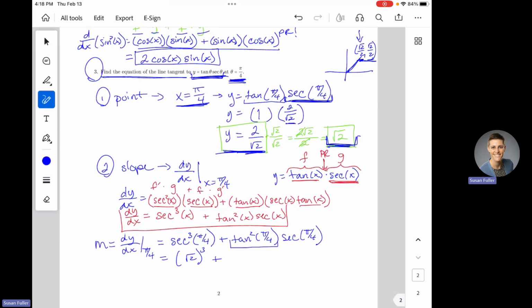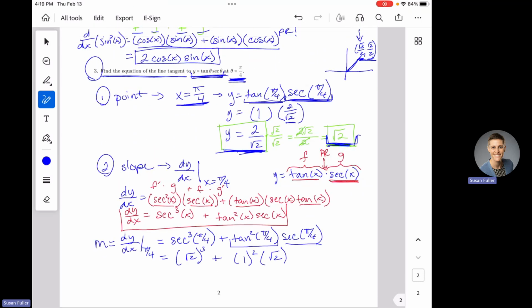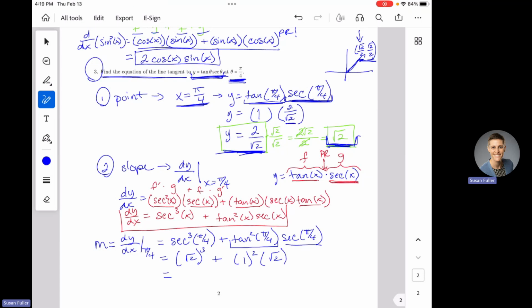Plus the tangent of pi over 4, we found that was 1. And I'm going to have to square that, times the secant of pi over 4, which again is 2 over root 2. But we found that that simplifies to root 2 if you rationalize that. So I'm going to use the prettier version of that. And let's see, root 2 to the third power means root 2 times itself 3 times. And so what I'm going to have here is root 2 times root 2 is just 2.